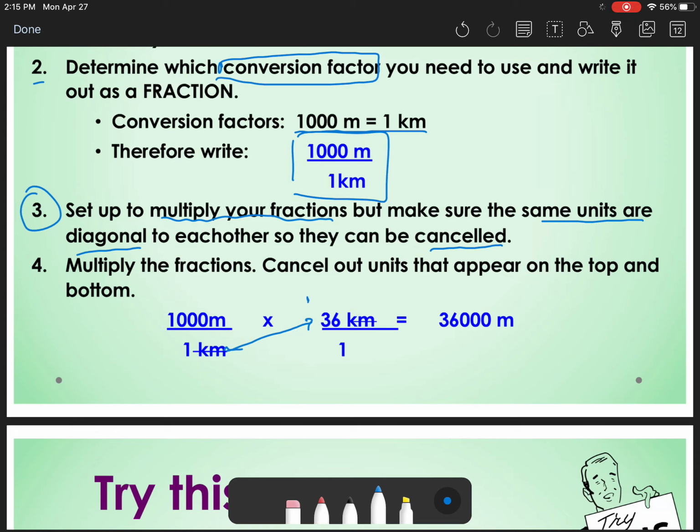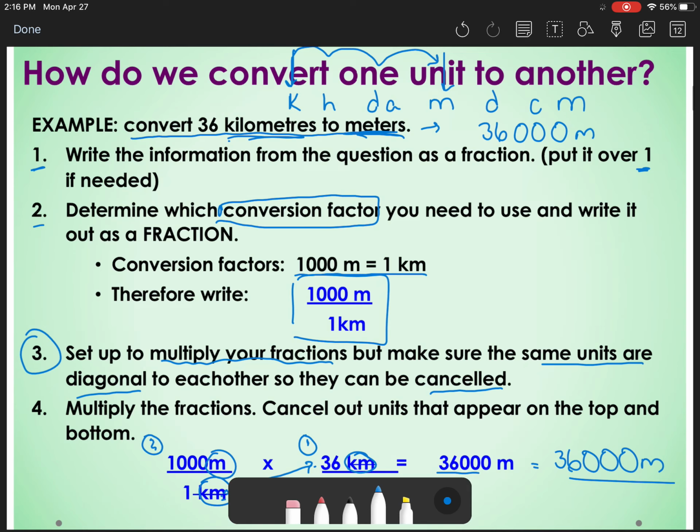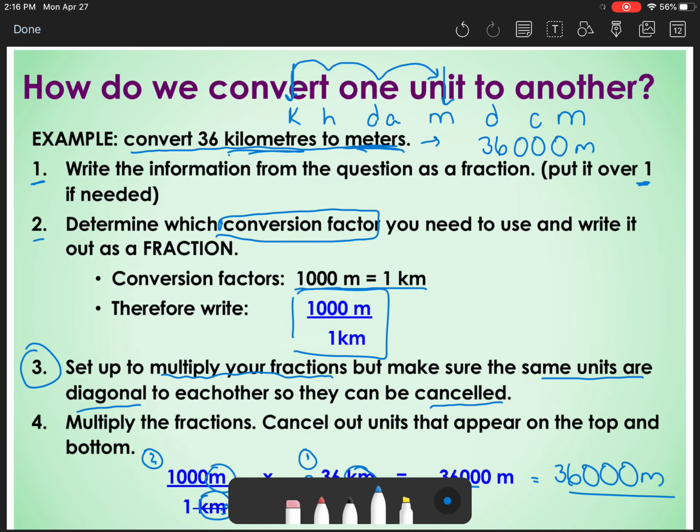Step 1 was right here: writing out my number as a fraction, so 36 kilometers, but I put it over 1 because there was no other number. Step 2 was to determine my conversion factor and write it out as a fraction. Step 3 was to make sure that my fractions were written so that the units I want to get rid of are across from each other. Then I multiply. 1,000 times 36 is 36,000, and 1 times 1 is 1. And the unit I'm left with is 36,000 meters.